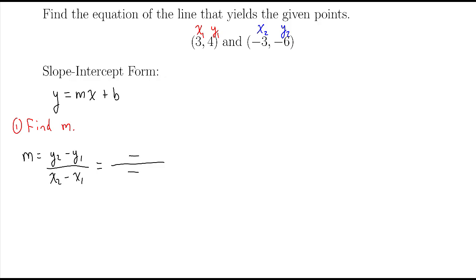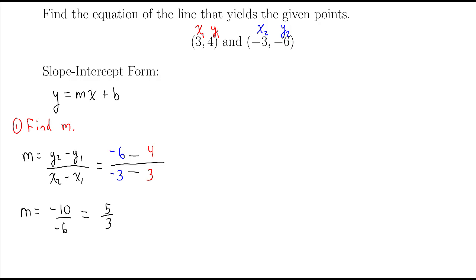So y2 is -6, y1 is 4, x2 is -3, x1 is 3. Then 4 minus... -6 minus 4 is -10. -3 minus 3 is -6. Negative over negative is positive, so those will cancel. And 10 over 6 can be simplified to 5/3.